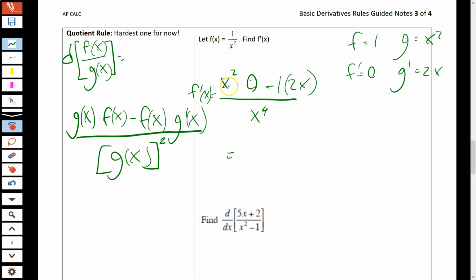So 0 times this is just 0. I get negative 2x on top, x to the 4th on the bottom. And then remember, I can subtract these exponents. So what I get is negative 2 over x to the 3rd, or negative 2x to the negative 3rd. These are both correct. And this, you can try it if you did power rule on this by rewriting it as x to the negative 2. We get exactly this. Okay.